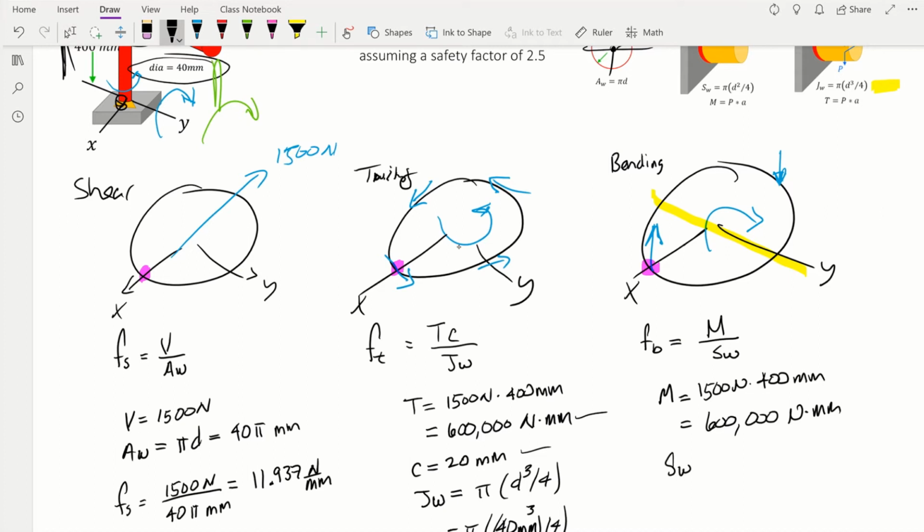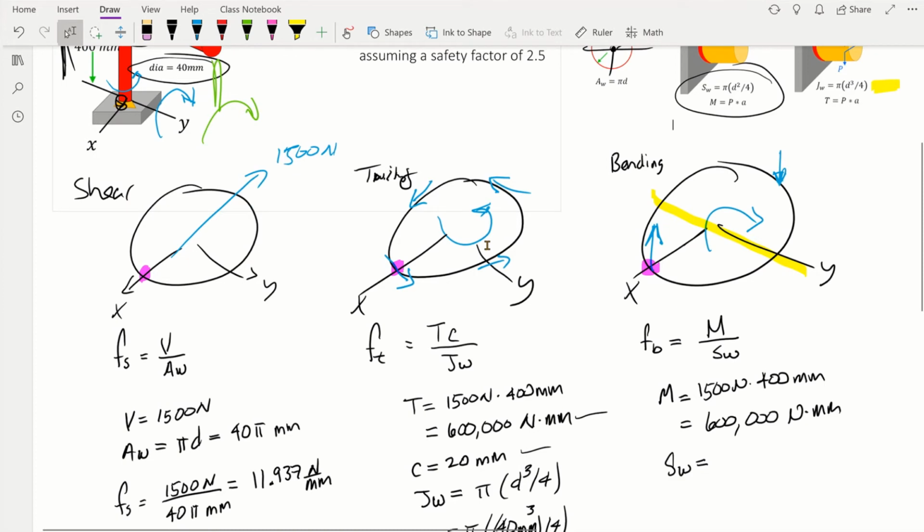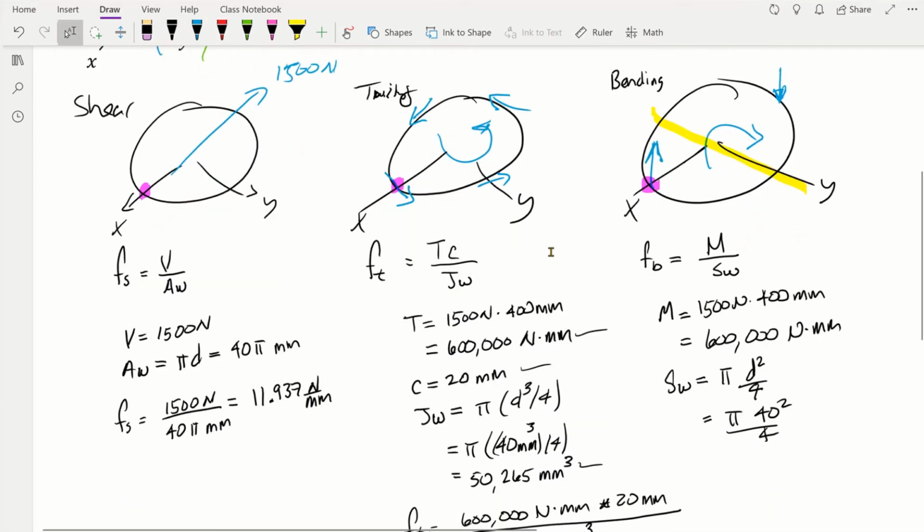Next, we need this quantity SW, which we get from this figure over here. And this one is saying that SW is just pi times the diameter squared divided by 4. So we got pi times 40 squared divided by 4. And we plug that in the calculator. I get basically 400 pi, and this is going to be in millimeters squared.